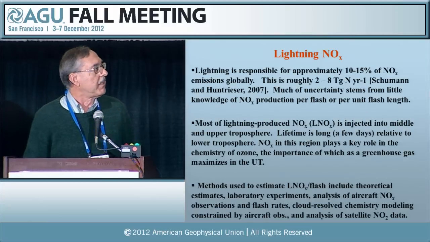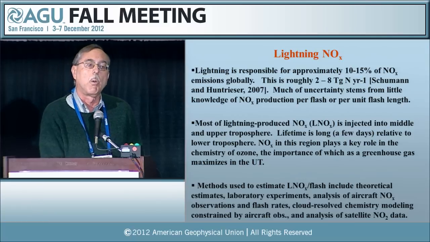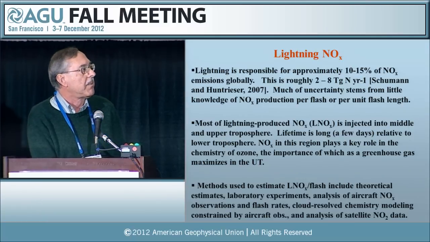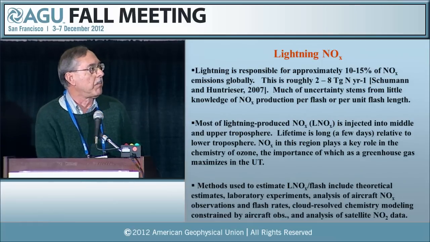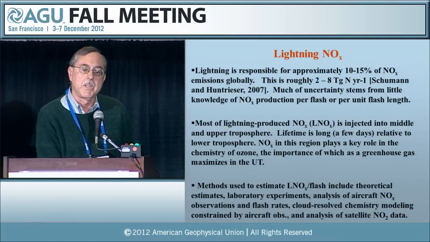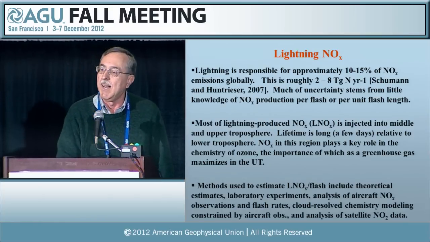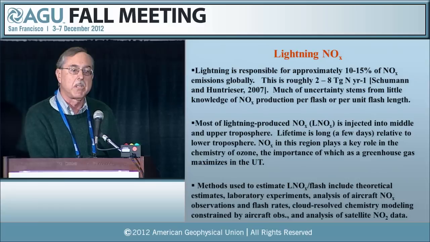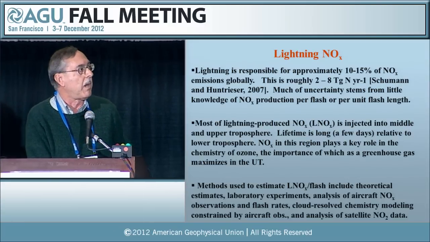Well, lightning is responsible for approximately 10 to 15% of the total NOx emissions globally. So this amounts to about 2 to 8 teragrams of nitrogen per year. But of course, you can see that range. It's a factor of 4. So we really need to try to narrow that range as much as possible. And that's, of course, one of the major objectives of the DC3 experiment.